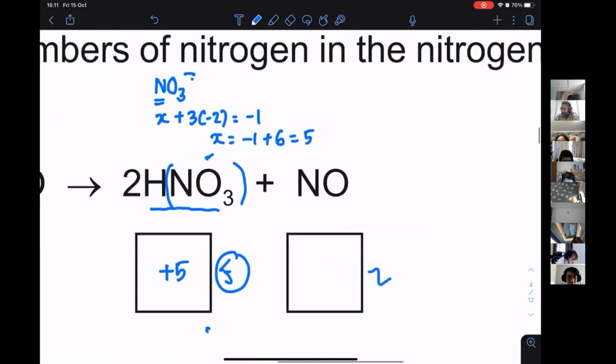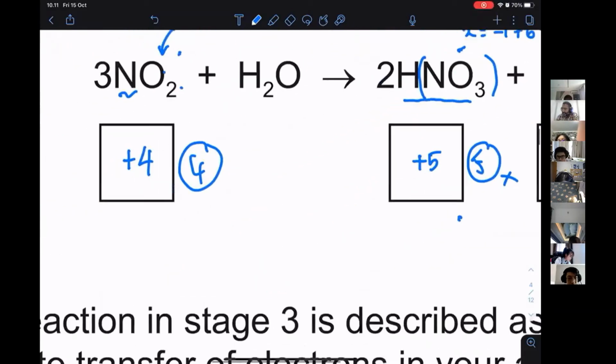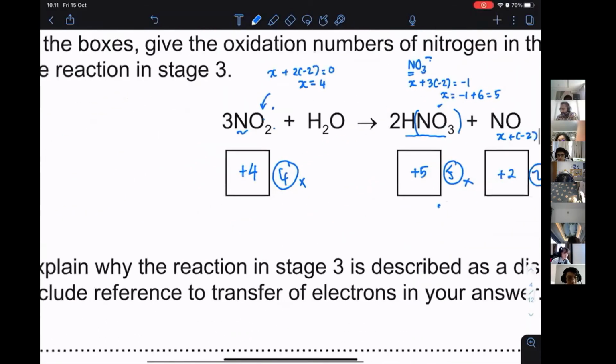And the last one, this is X, so X plus -2 equals 0, X equals 2. You write down +2. Don't go and write down just 2, don't do that. Make sure you use the positive sign over there.